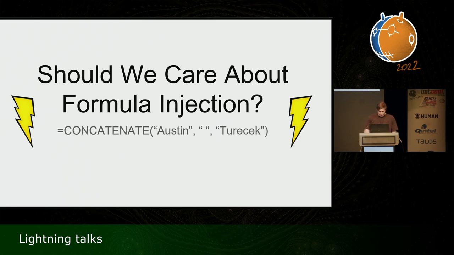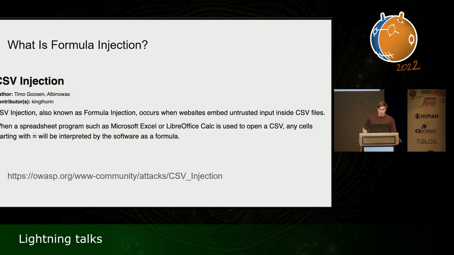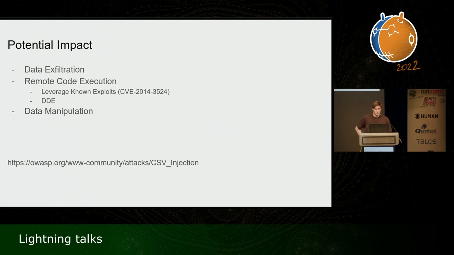Before we actually talk about whether or not we should care, let's talk about what it is. According to OWASP, it's a CSV injection, and it occurs when a website embeds untrusted input into CSV files. Now, this doesn't bother much for a CSV file, but when it's opened in Excel or whatnot, it can be a problem. So let's talk about some of the potential impacts.